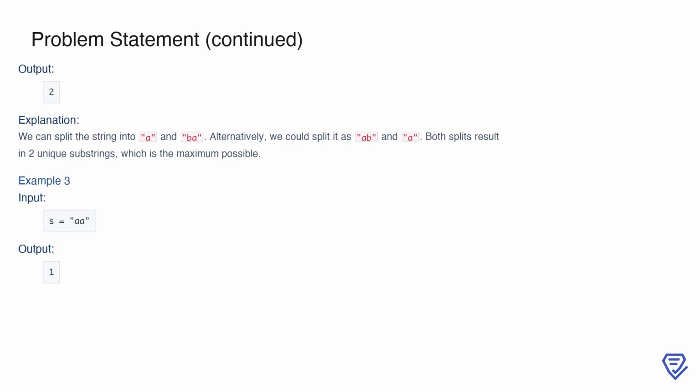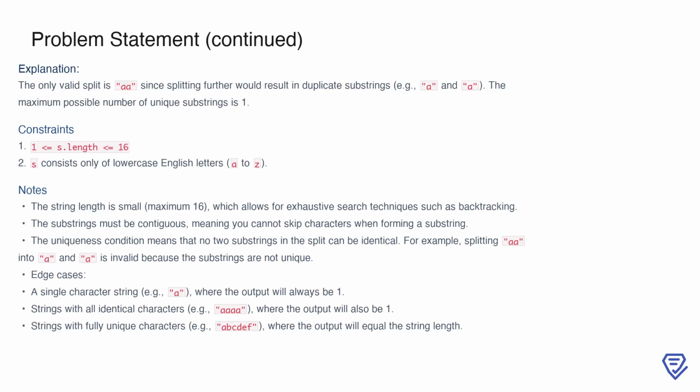Now, consider the input string S equals AA. For the string S equals AA, the only valid split is the entire string itself, AA. If you try to split it into A and A, the substrings would no longer be unique, as both are identical. Therefore, the maximum number of unique substrings for this string is 1.